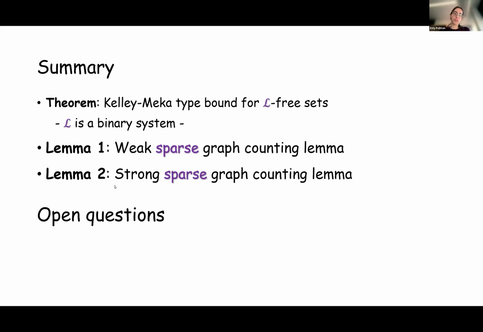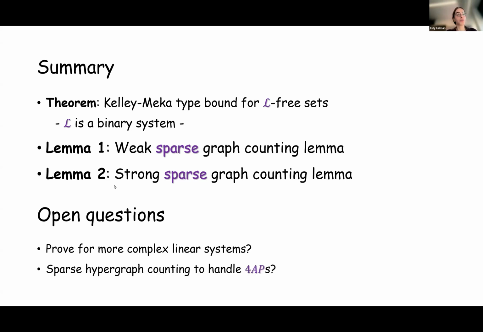Regarding open questions, can we prove such bounds for more complex linear systems? In our paper, we showed that our techniques won't work for systems like 4AP that have true complexity, a notion coined by Gowers and Wolf, larger than 1. Another question: can we show similar sparse graph counting for hypergraphs? This would help to handle 4APs, for example.